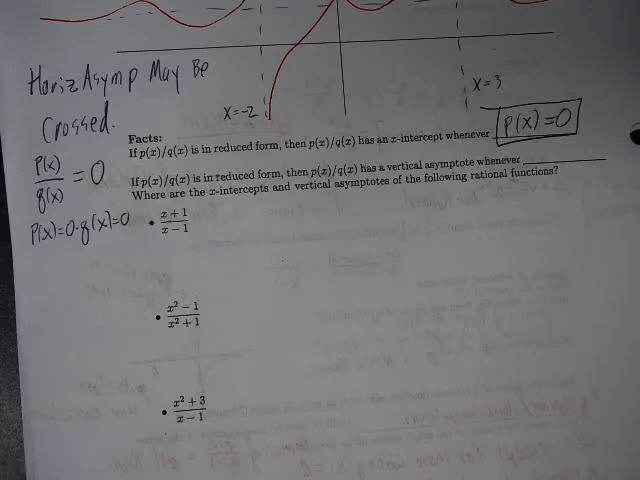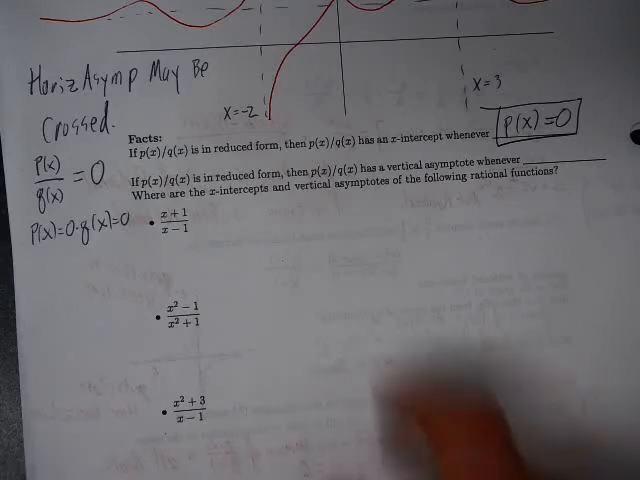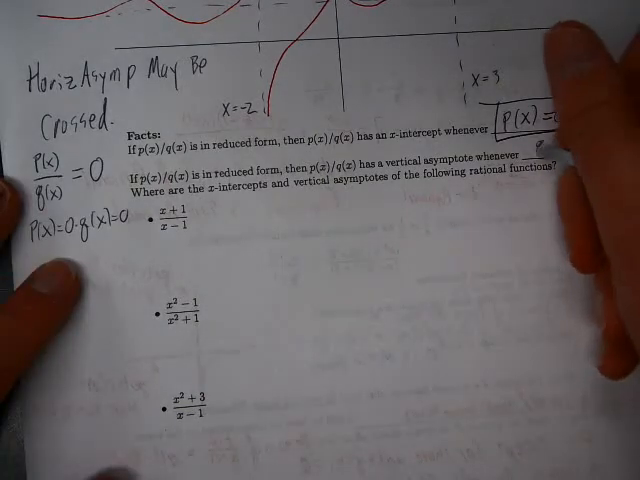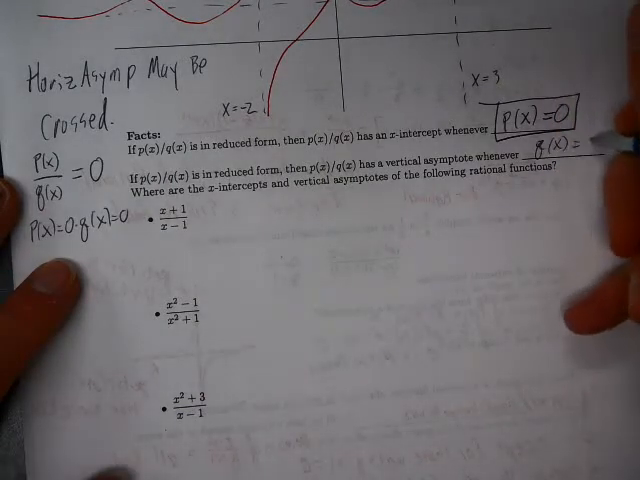If p of x over q of x is in reduced form, then p of x over q of x will have a vertical asymptote whenever q of x equals 0. Let's see that that makes sense. What does it mean to have a vertical asymptote? That means that on the graph the y values will be getting really, really big. Let's see if that actually happens.